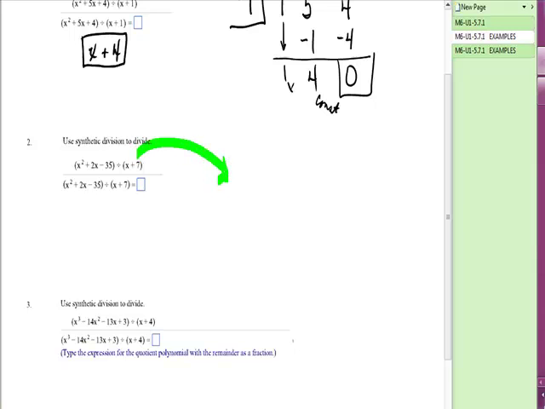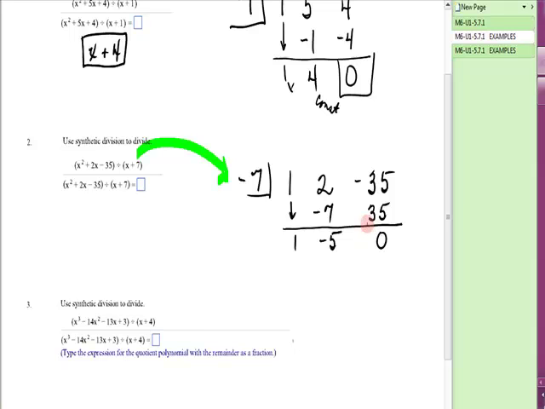Going to change that sign, so I'll use a -7. I divide it into a 1, a 2, and a -35. It's a 1. 1 times -7 is -7. Add for -5. -5 times -7 is 35. Add for 0. Okay, remember that's your remainder, that's your constant, that's your x. The answer is x minus 5.